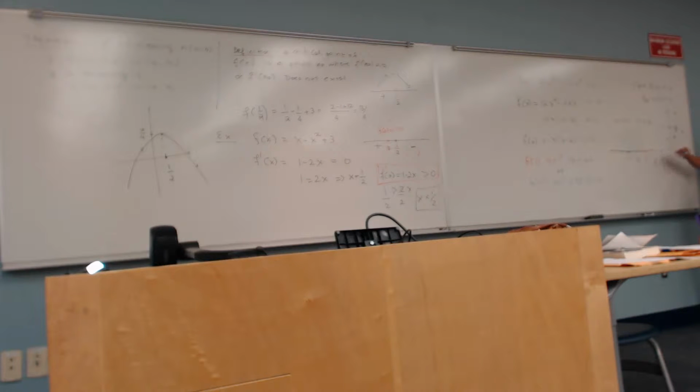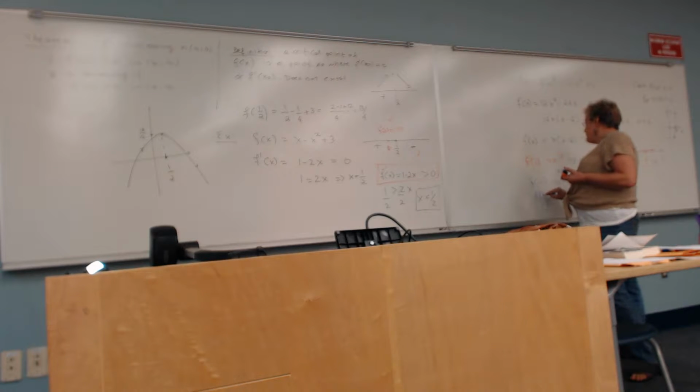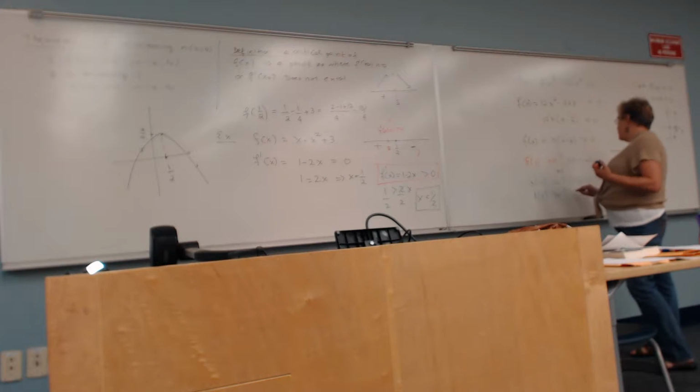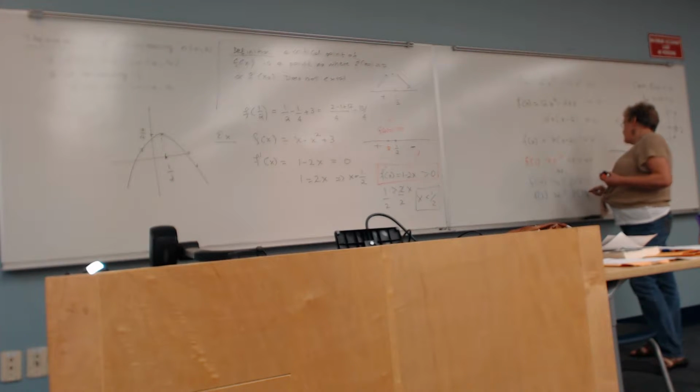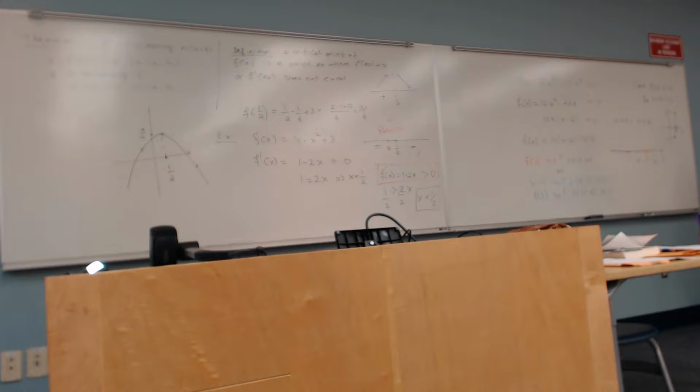And now here is 3. Let's pick a point 3, for example. So I have f prime of 3, and again, is it greater than 0? And now the answer is yes, because if I plug in 3, I get 3 times 3 minus 2, greater than 0.